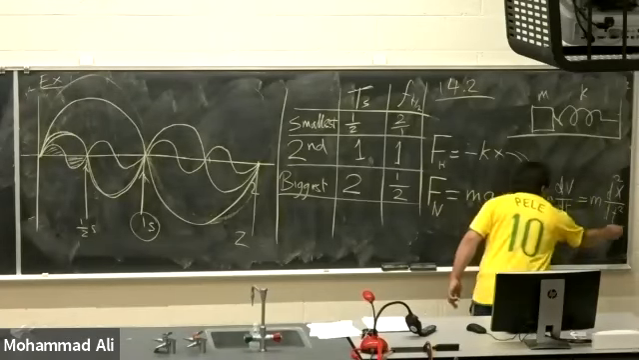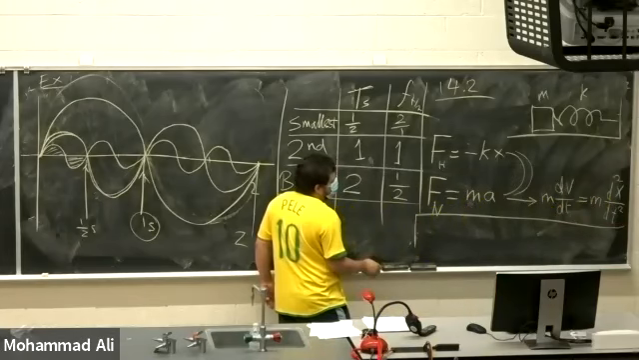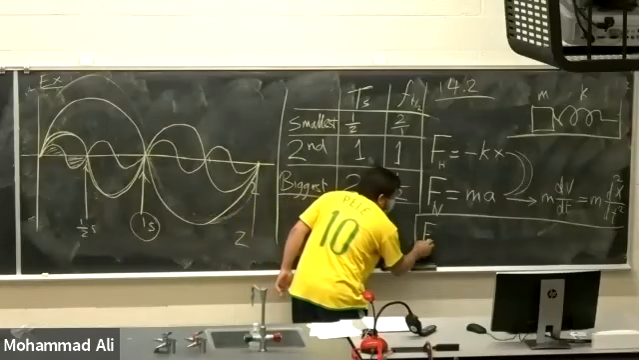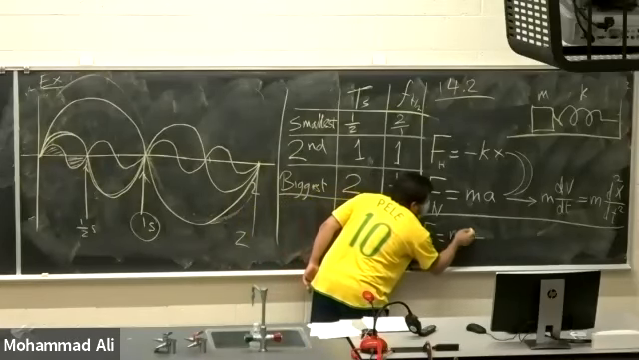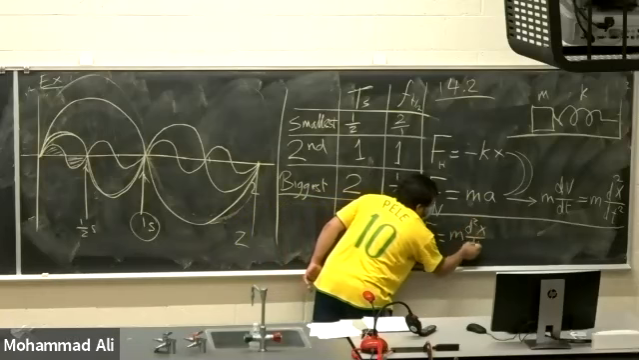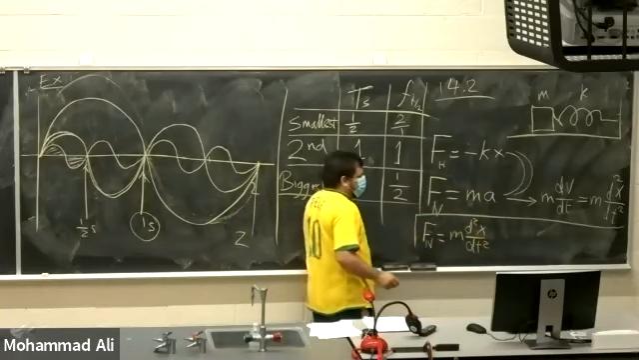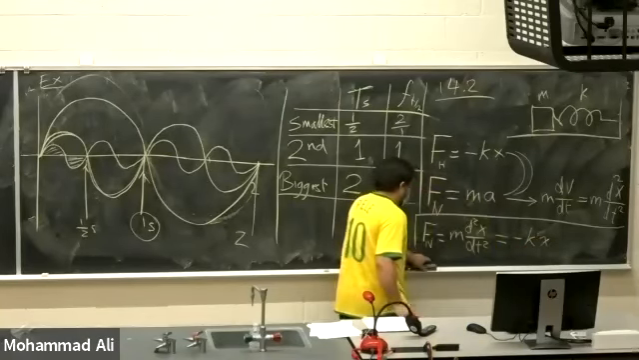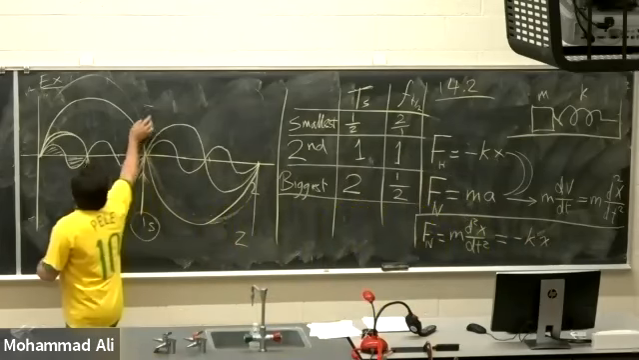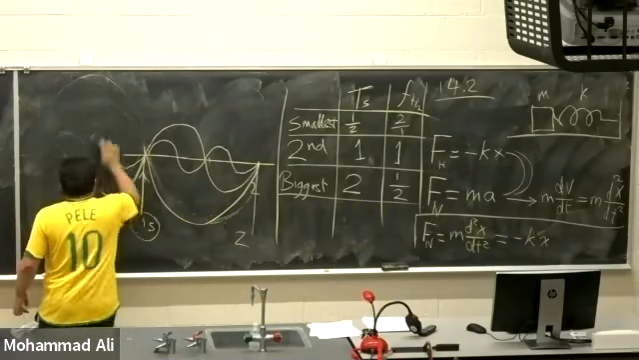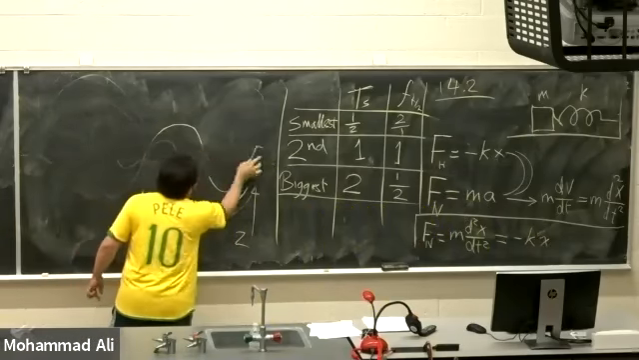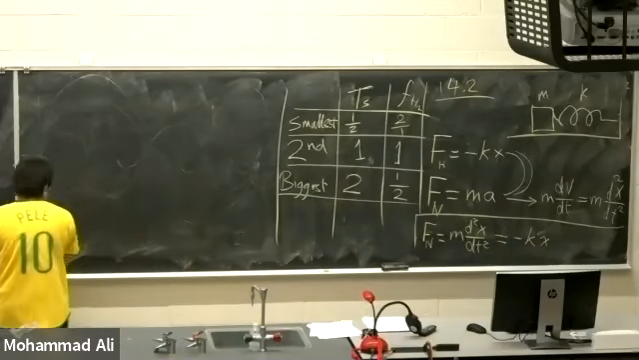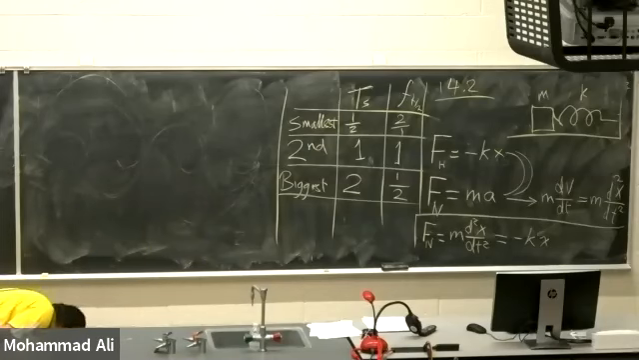Okay, now we have this main relation. F from Newton's law, which is equal to m d2x by dt squared, is equal to this relation, minus kx. This is an ordinary differential equation of second order. We will not go to solve it. It is simple to understand.